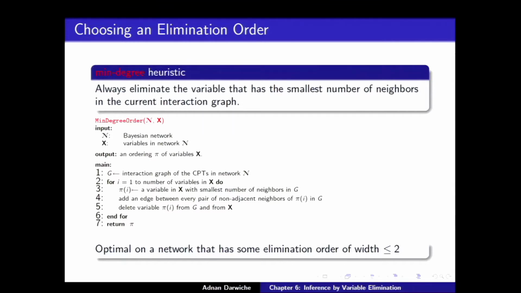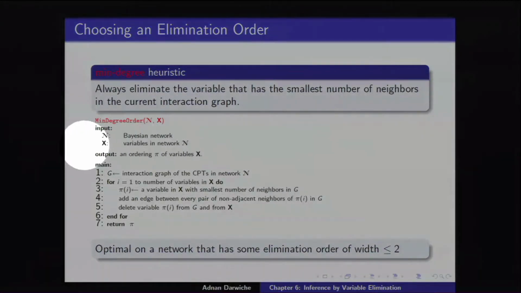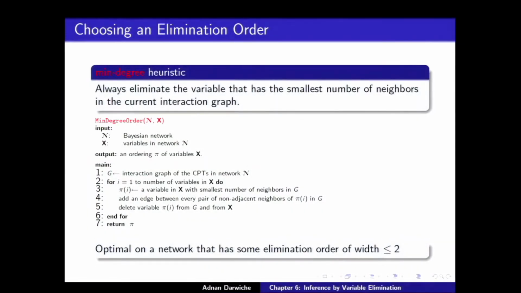And if you look at the pseudocode in this case, it's what you would expect, right? Just generate the interaction graph from the CPTs, and then iterate from 1 to the number of variables you want to eliminate, and find the variable with the smallest number of neighbors. And then number 4, add an edge between every pair of non-adjacent neighbors of the variable I'm eliminating, and then delete the variable. Let me tell you why I'm going over this. Because I want you to try to suggest another heuristic. So this is min degree. There's another heuristic that actually works better than this in practice, and that's what people basically implement. Not this guy, the next guy.